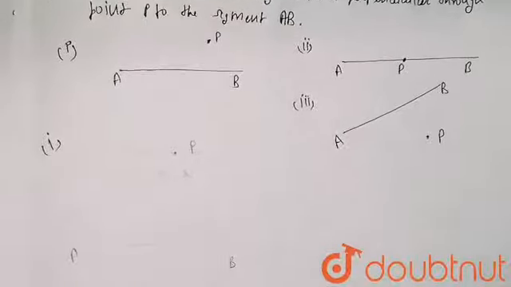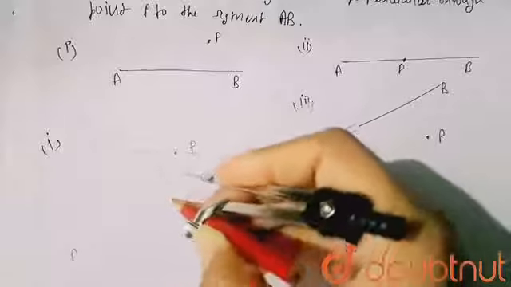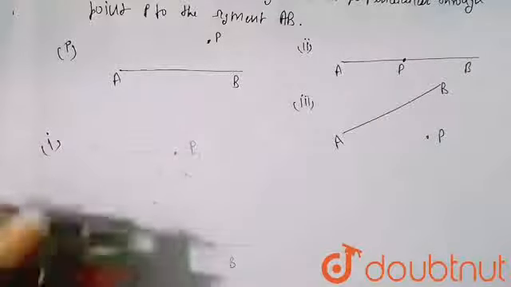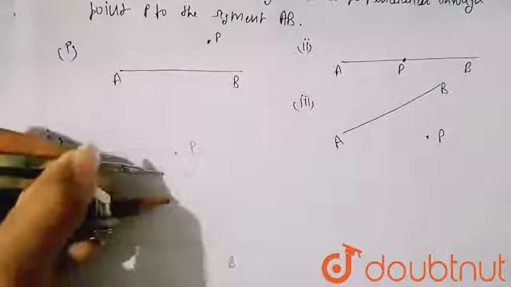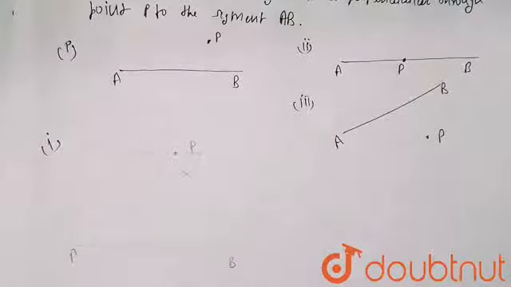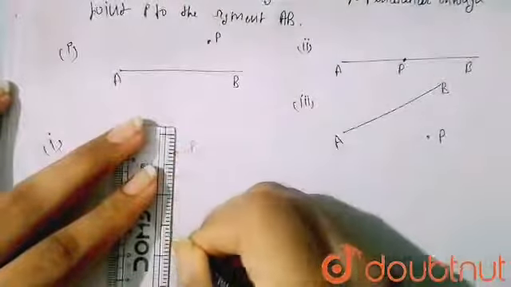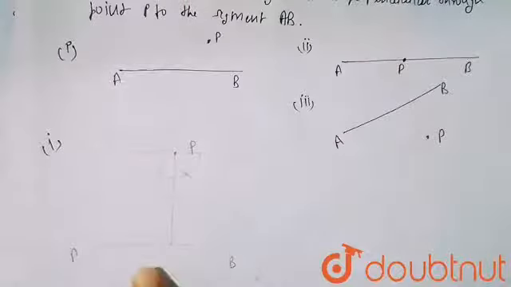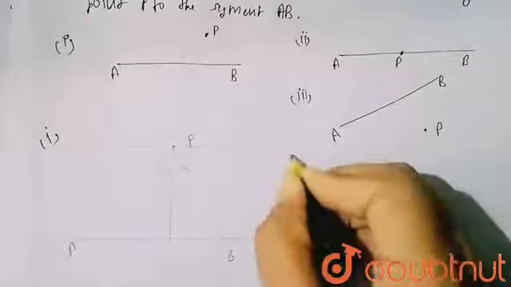Now by these two arcs, by putting at this point, you will cut an arc here. Similarly, by putting at this point, you will cut an arc here. Now by this point of intersection, a straight line will be passing through P to AB. So this will be my perpendicular of AB. Now the second part is given.